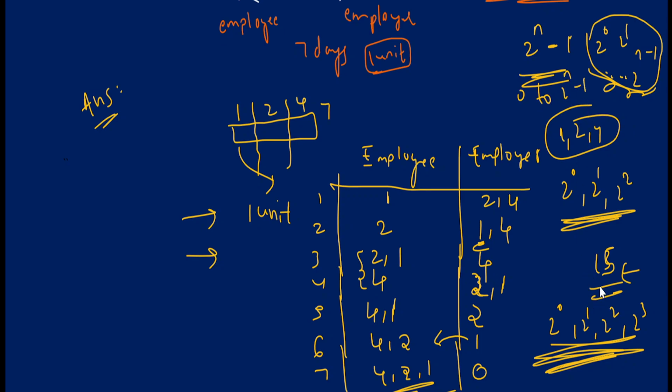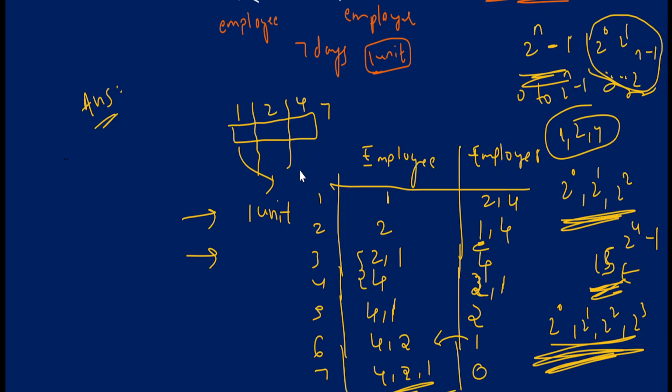That's what we have seen. We have broken, this is 2 power 4 minus 1. We have broken down into 2 power 0, 2 power 1, 2 power 2, 2 power 3 because sum of 2 power 0, 2 power 1, 2 power 2, 2 power 3 is 2 power 4 minus 1. We have broken this into these pieces, and by using these four pieces you can form any number between 0 to 2 power 4 minus 1.